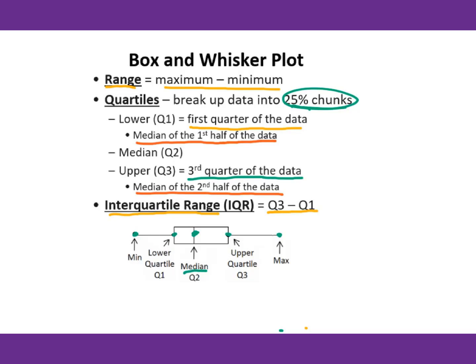From minimum to the first quartile, there will be 25% data. So from first quartile to median, that will be 25% data. This is a 25% and this is 25%.